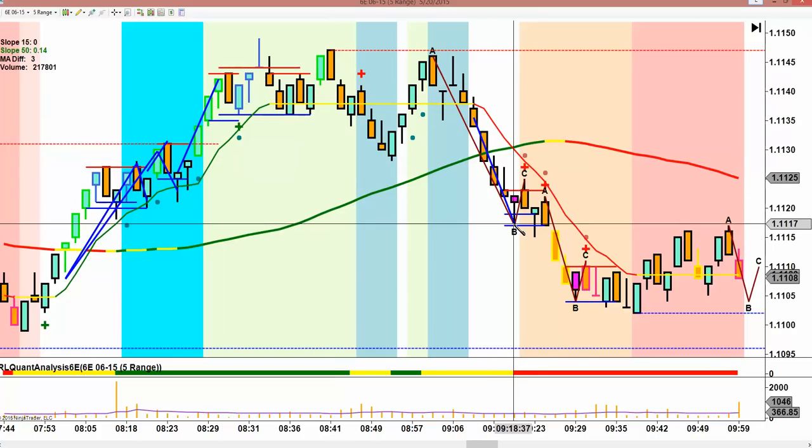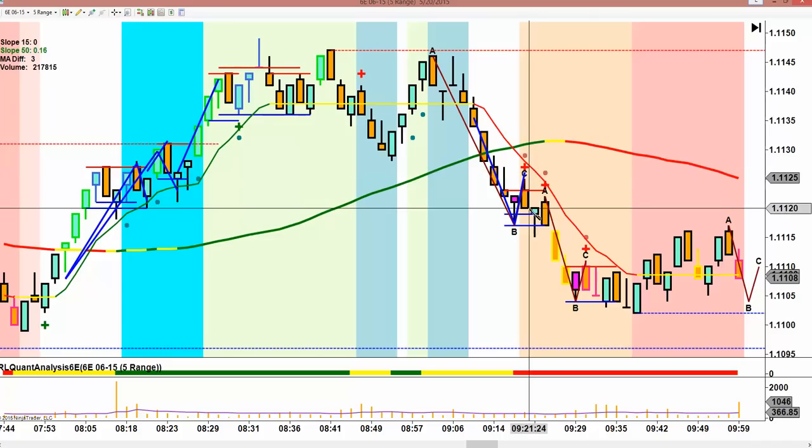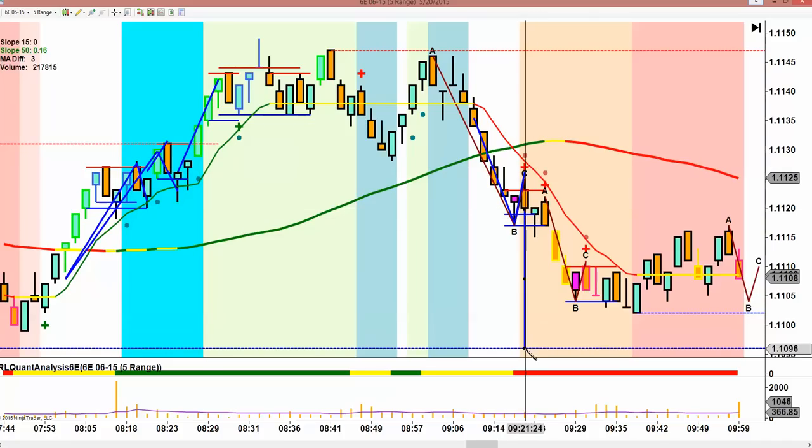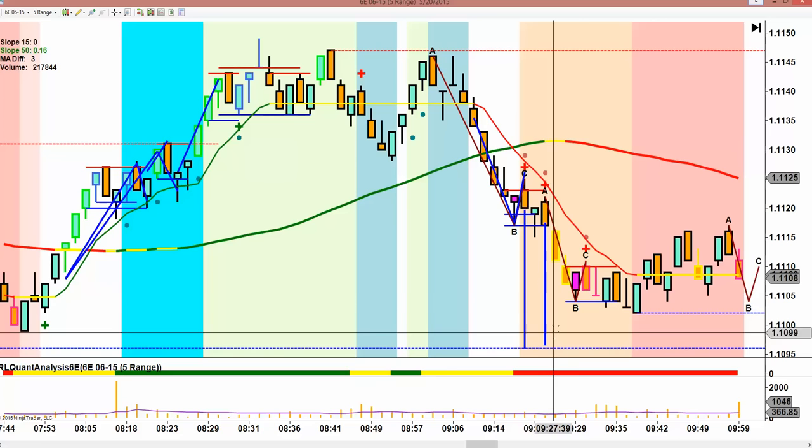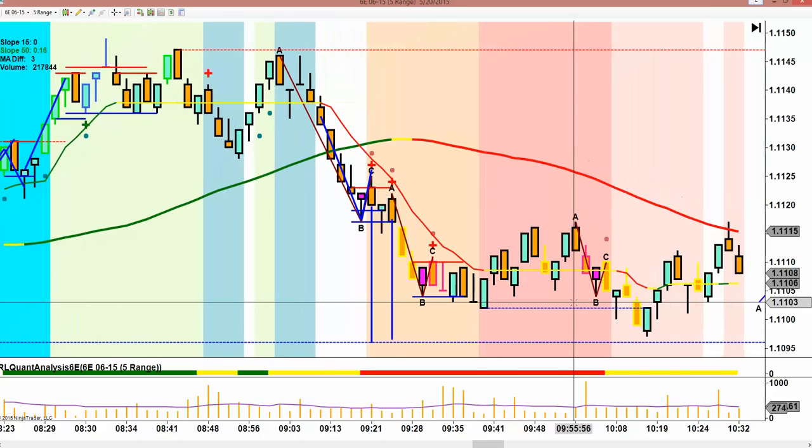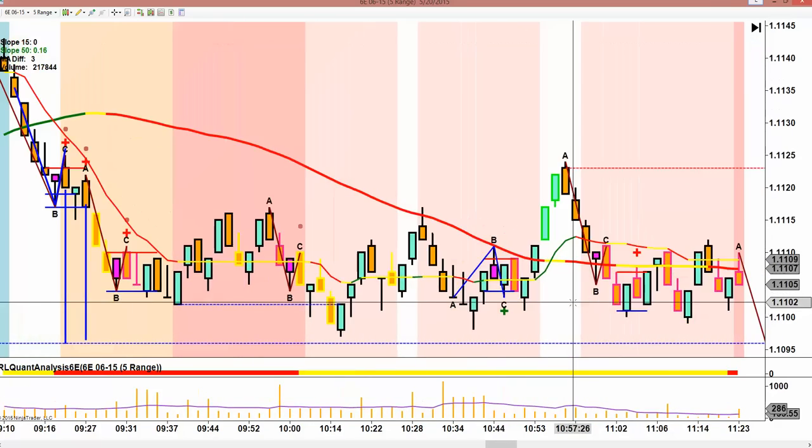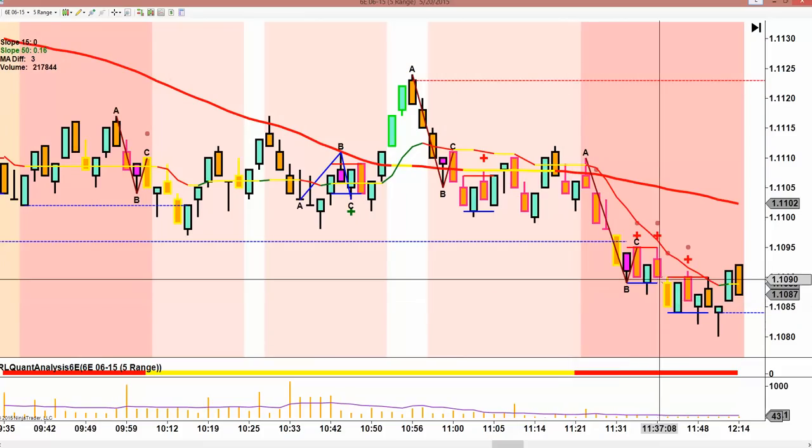You let it break the 50, retrace into the modified 15. There's the confirmation of a short, another confirmation of a short. These are very, very, very lucrative trades. I could go on and on here, but look at these trades.